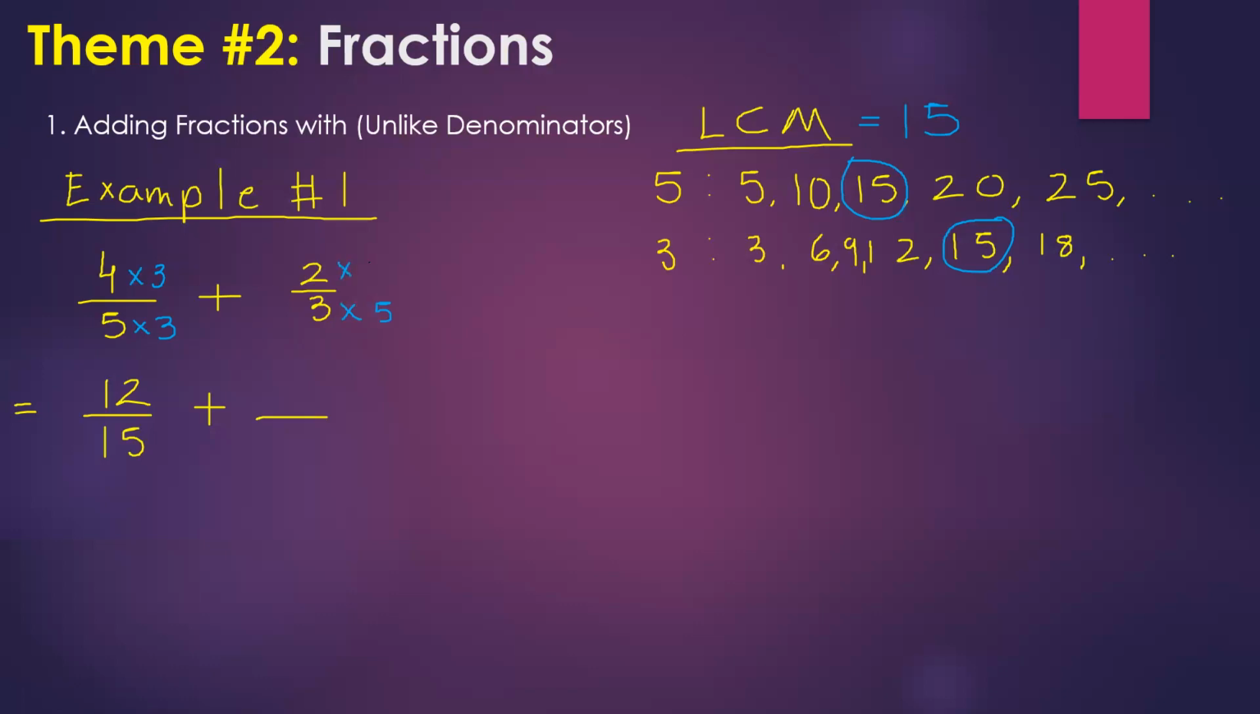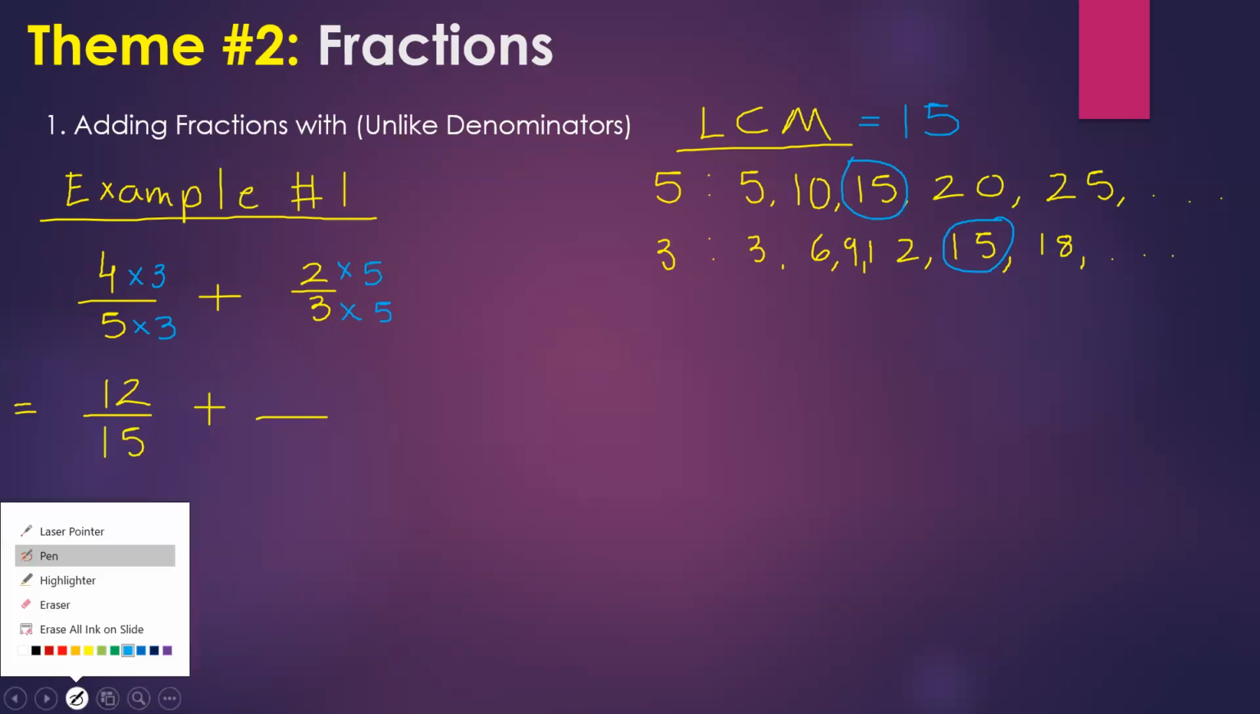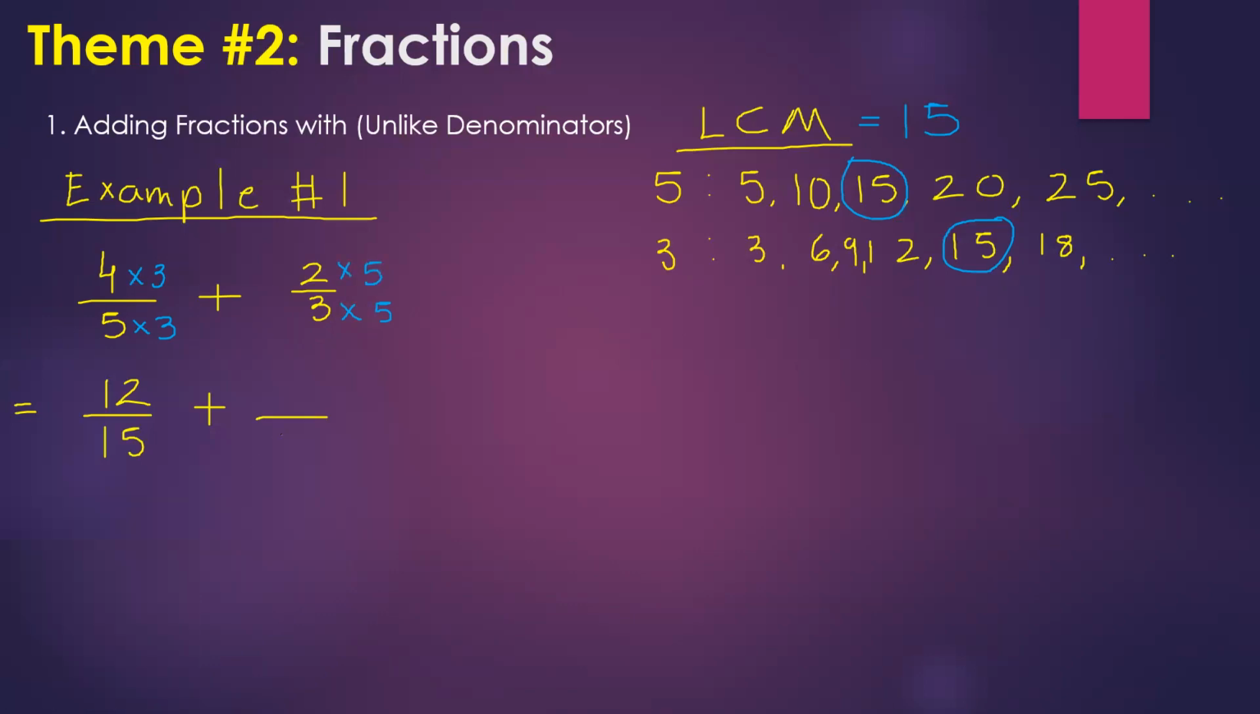All right, good. And then whatever we do to the bottom, we must do to the top. So 3 times 5 is what? 15. 15, very good. And 2 times 5 is what? 10. 10, very good. Now, Chai, what is 12 plus 10?